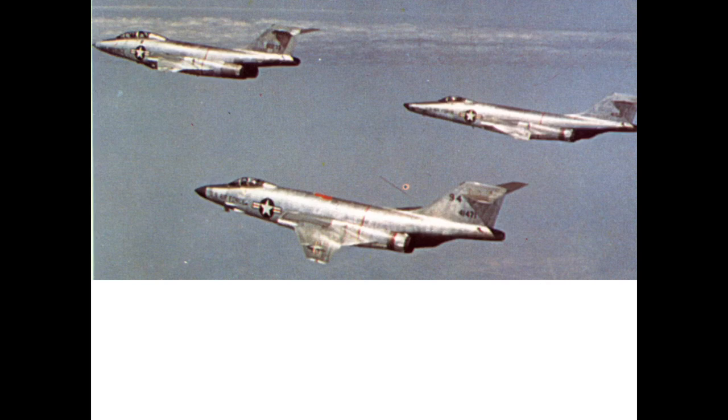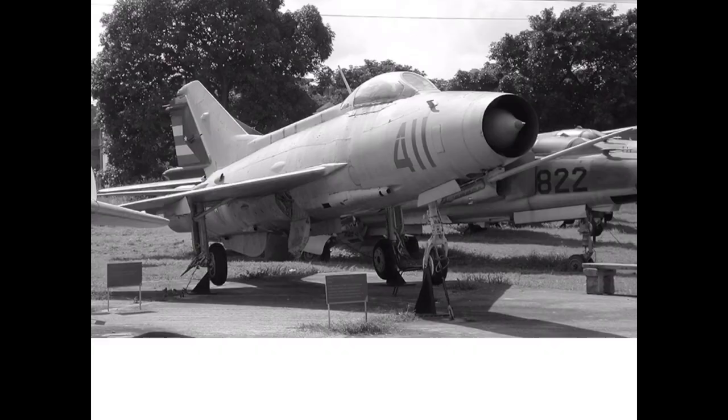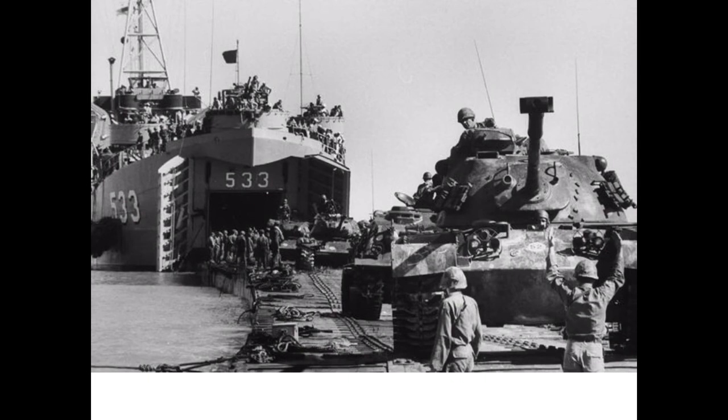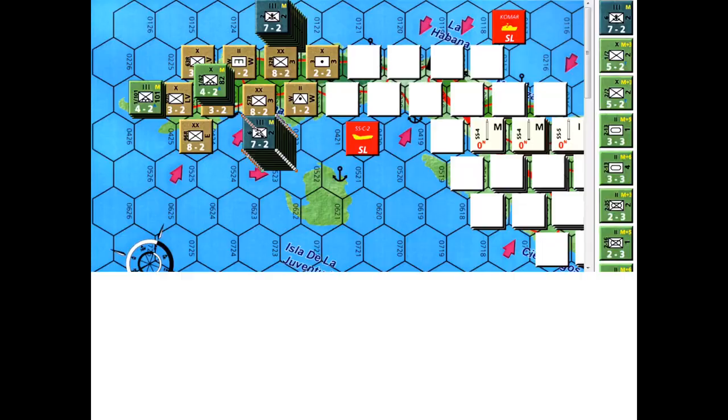The Americans can also airstrike, of course. And they'd be facing MiG-21 or MiG-19 aircraft of the Soviet Air Force that were deployed in Cuba at the time. There's also an invasion that's possible. This is one depiction of the invasion. The American troops basically land on one of the red arrows, which indicates a beach.